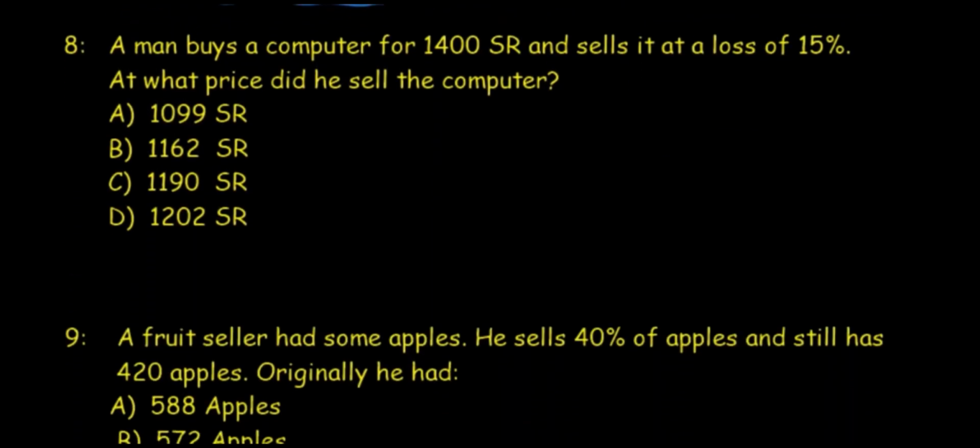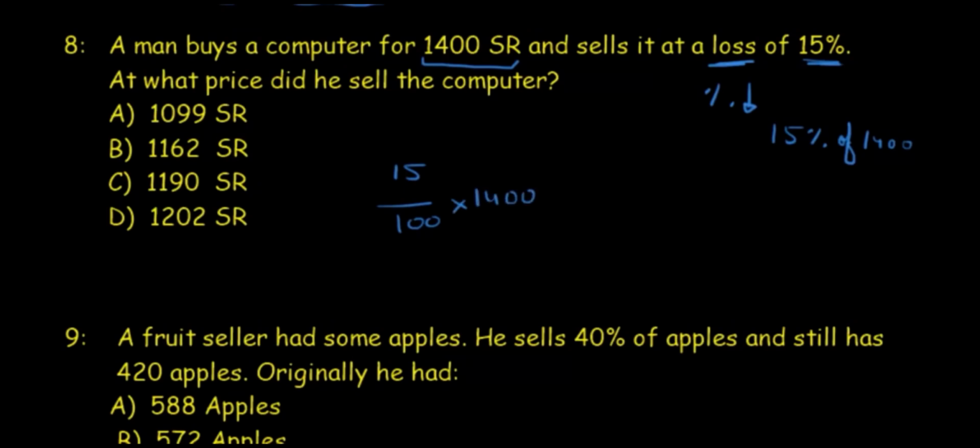Next question. A man buys a computer for 1,400 Saudi riyals and sells it at a loss. So this is a percentage decrease question. 15%. At what price did he sell the computer? So there was a loss of 15% on the computer. That means I could say that there was a loss of 15% on the original amount, which was 1,400. So I'll say 15% of 1,400.